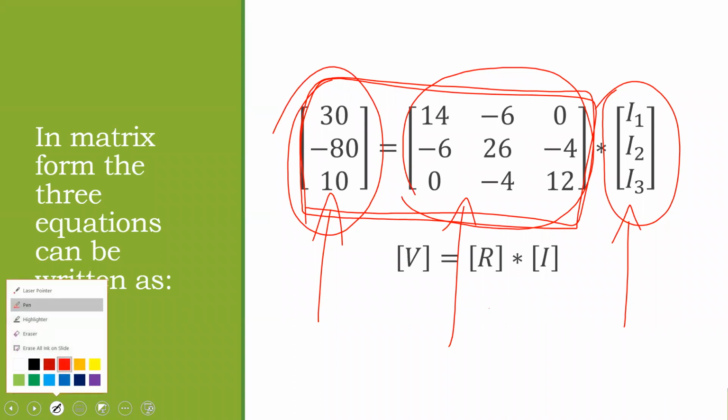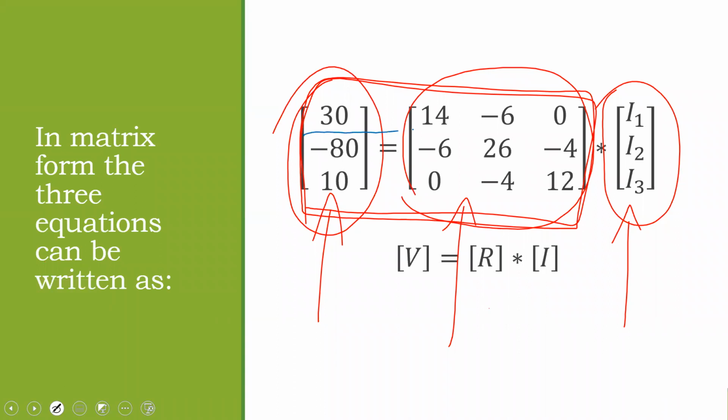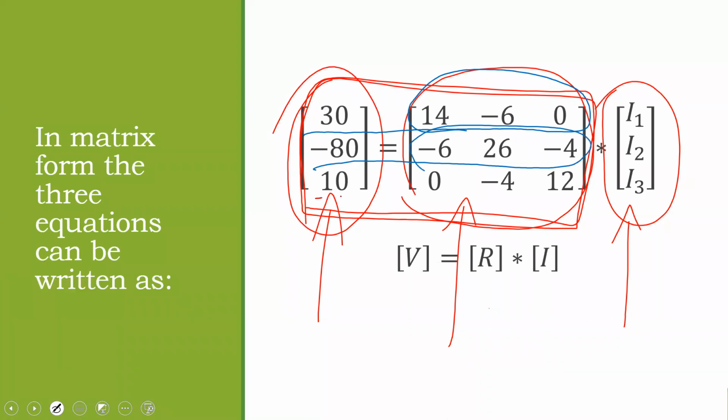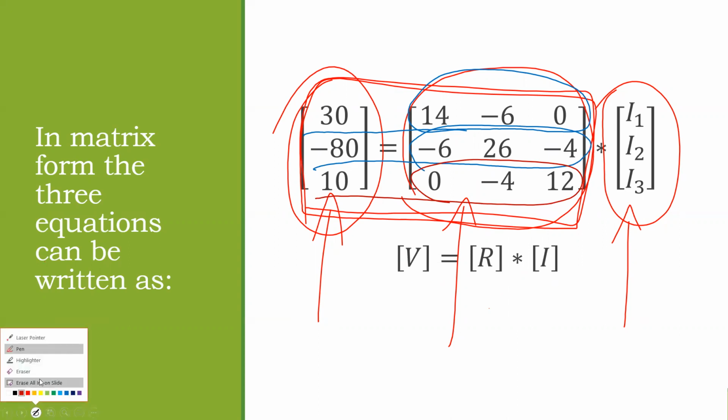Let me just change the color here. From equation 1, these are the coefficients that we would have had. From equation 2, these are the coefficients. And from equation 3, the next row, the lower one. So we now have a matrix equation based on the three equations. All right? Good.